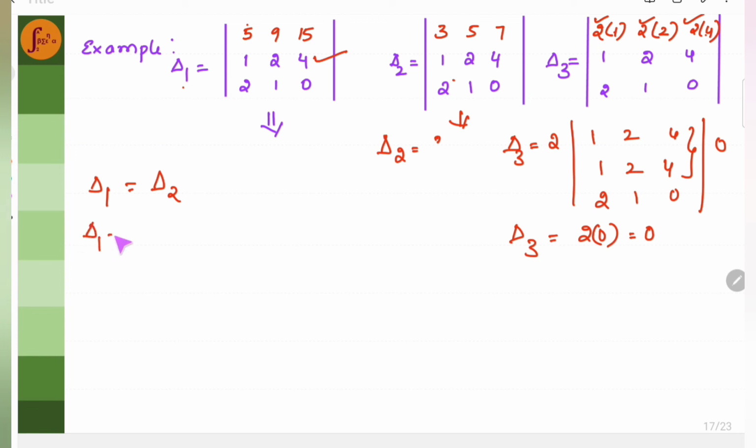So, determinant 1 is equal to, let's take the third row, with signs plus, minus and plus. So, it will be 2 into 36 minus 15 into 2, which is 30.